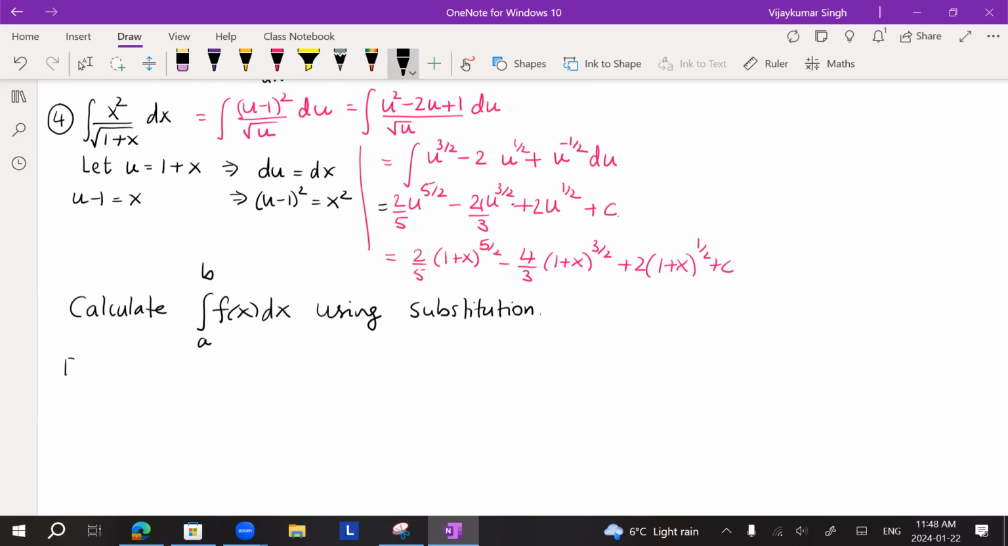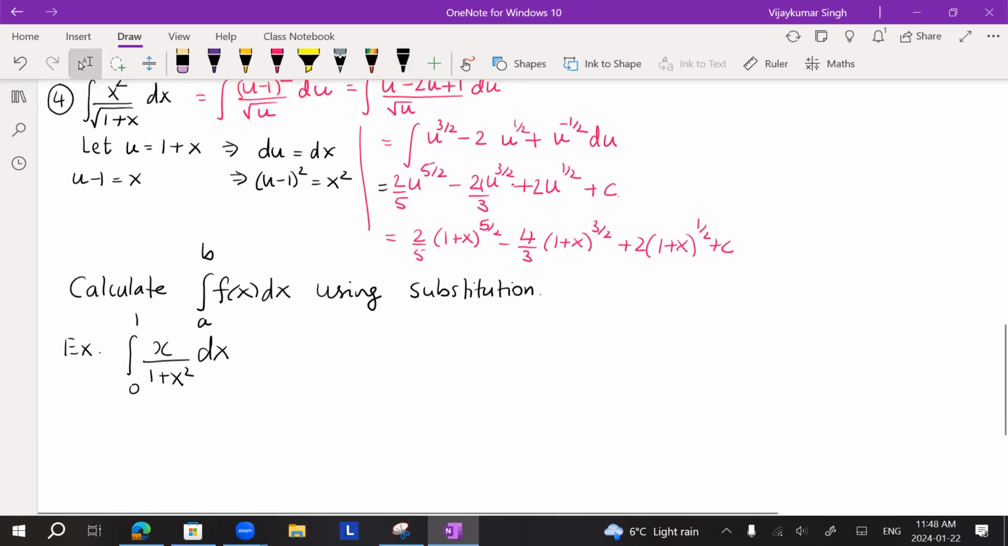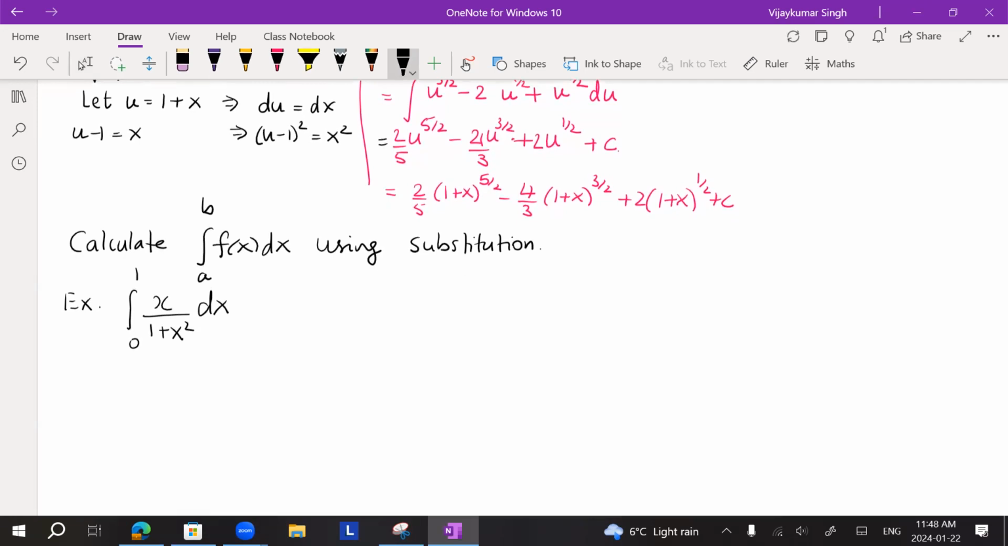So let's look at the example. Say the integral from 0 to 1 of x over 1 plus x squared dx. Suppose I want to integrate this. How do I go about it? Well, one way is what we did earlier. Method 1 would be to compute the usual antiderivative and then use the FTC 2, right?